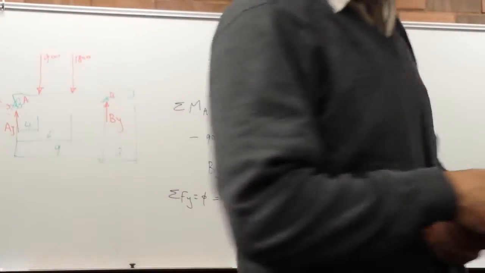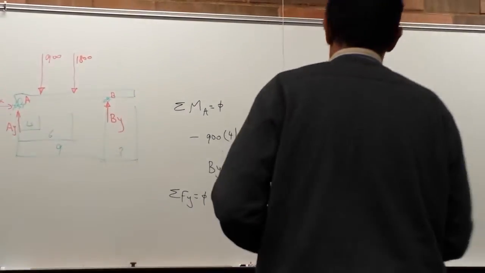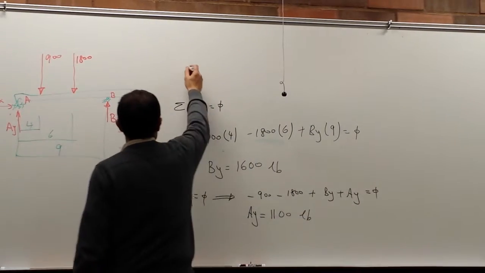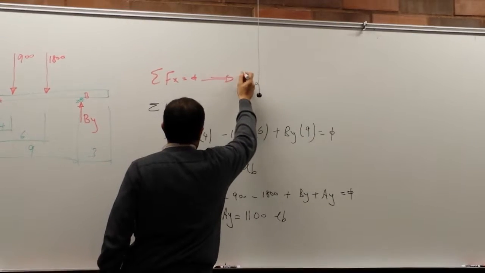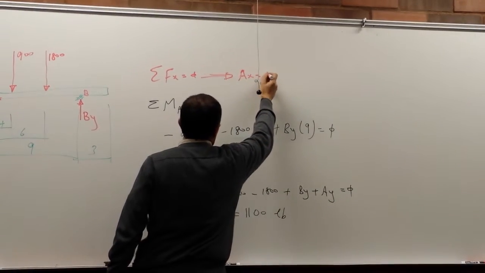Okay. Wait, so there's no AX, right? No AX. Sum of forces on X equals 0. No force. AX equals 0.